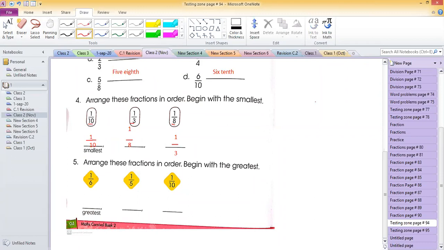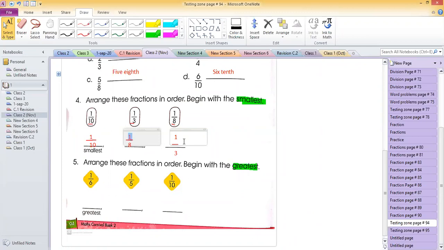Coming to the next question, guys. Question number 5. Arrange these fractions in order beginning with the greatest. Look here, not starting with the smallest, that was the previous one. You need to start here with the greatest. So tell me what fraction should I write first? I'm going to open the chat. Can you tell me which fraction is bigger here? 1 over 5. Very good, guys. Now your answers are correct. 1 over 5.